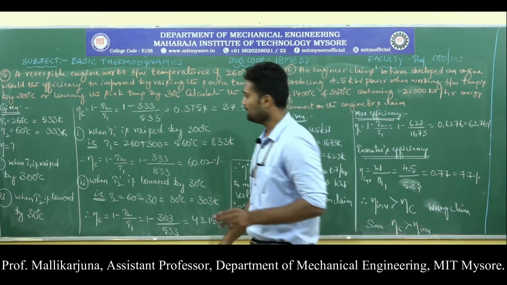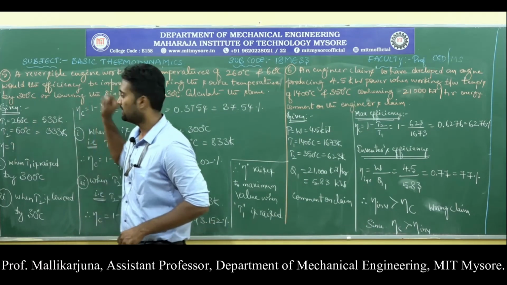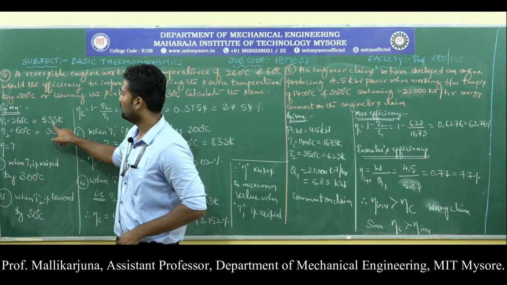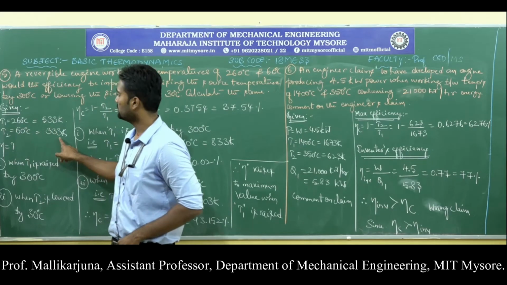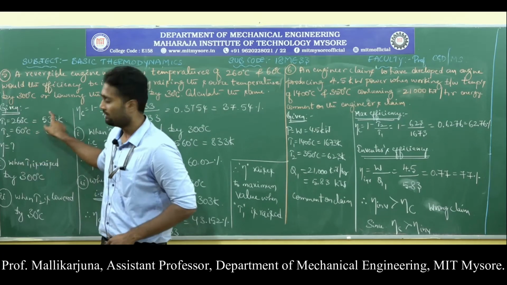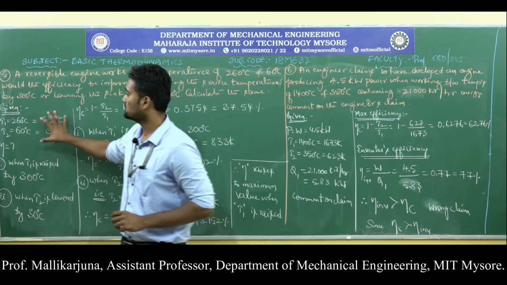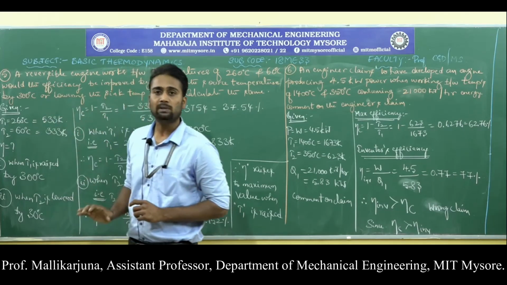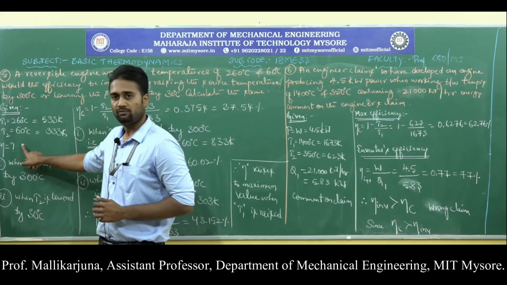Let us look at the data. Source temperature T1 is 260 degrees Celsius, in terms of Kelvin 533 Kelvin. Sink temperature T2 is 60 degrees Celsius, in terms of Kelvin 333 Kelvin. Now we need to calculate the efficiency initially for these two temperatures, because what kind of engine is it? It is a reversible heat engine. I can call it a Carnot heat engine. That is the first question.